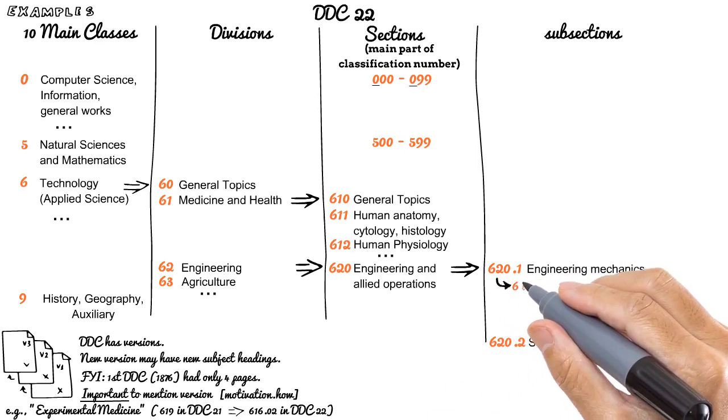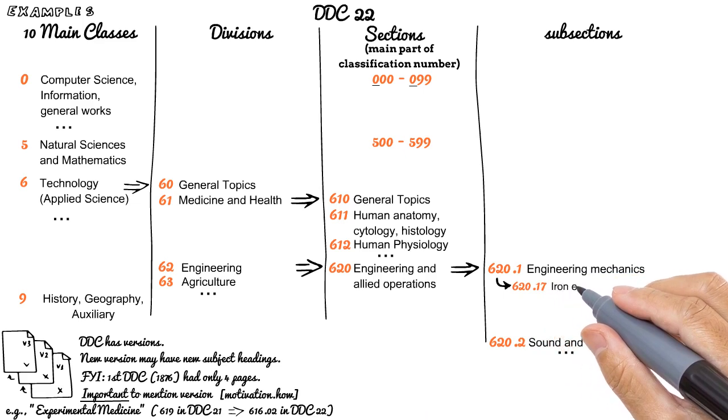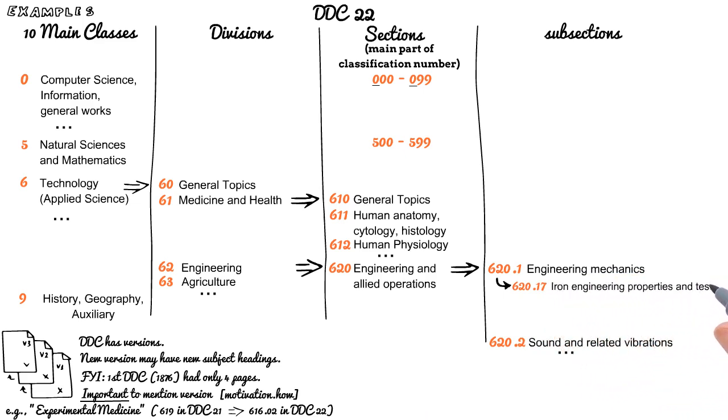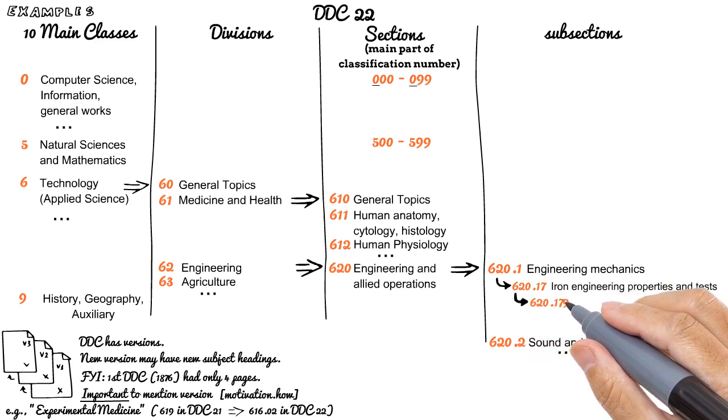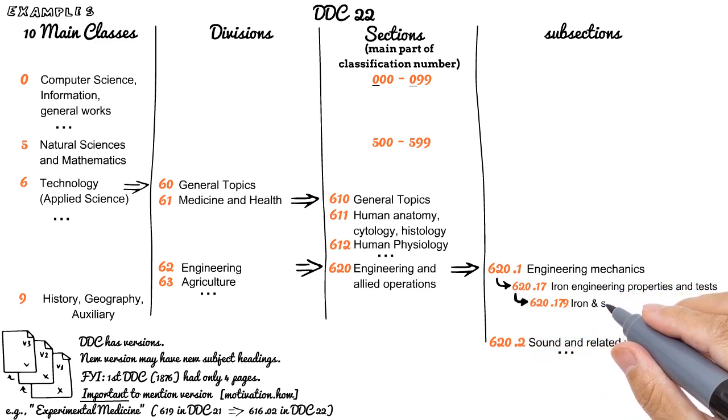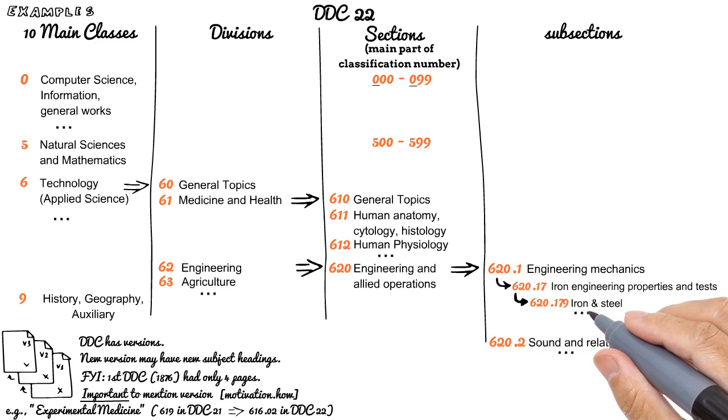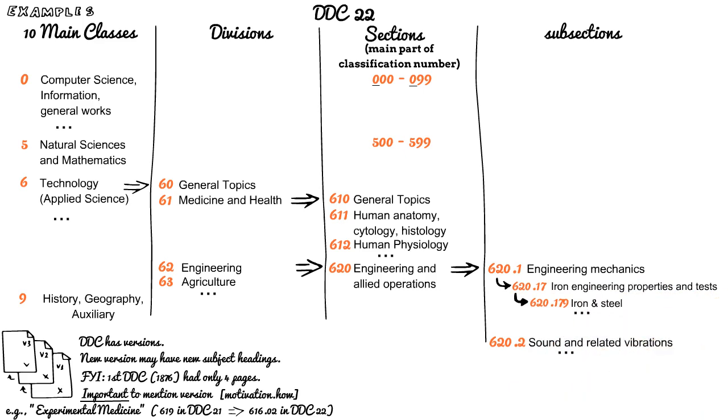For example, 620.17. Iron engineering properties and tests. For this subsection, rightmost number 7 is added. Another example of going deeper, 620.179. Iron and steel subsection with rightmost digit 9 for narrower subject.